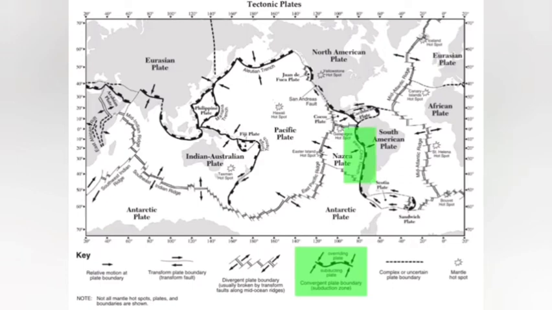So that would be an example of a subduction zone, because you notice the Nazca plate is in the ocean, so that's oceanic crust. The South American plate is a continent, that's continental crust, and so that gives us a subduction zone. That's where the Andes Mountains are, lots of volcanoes, lots of earthquakes.